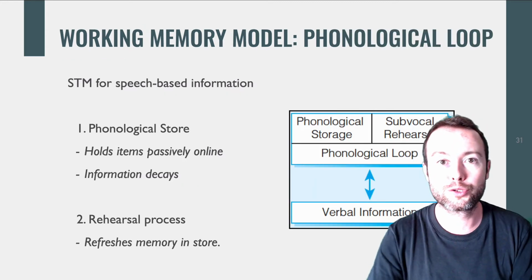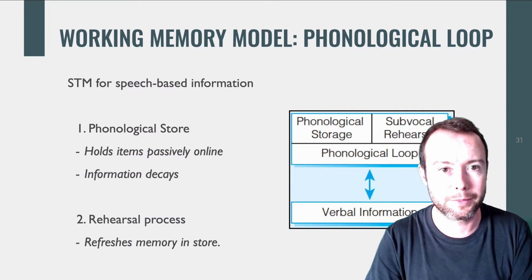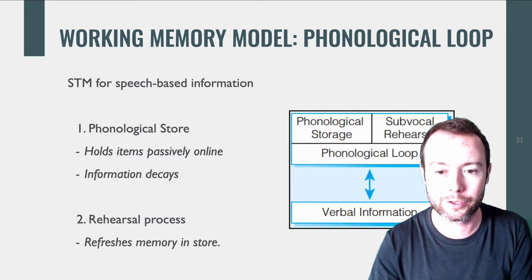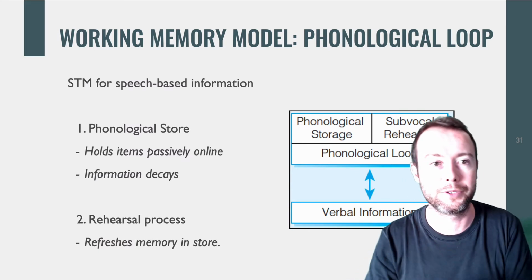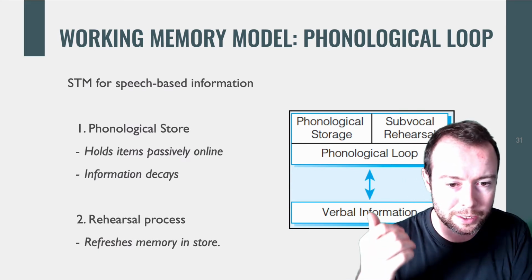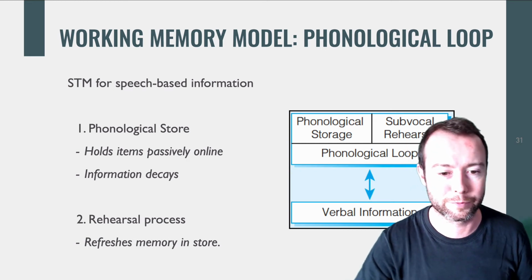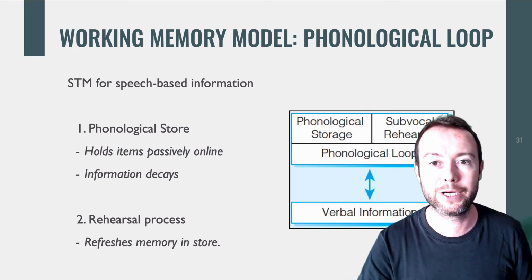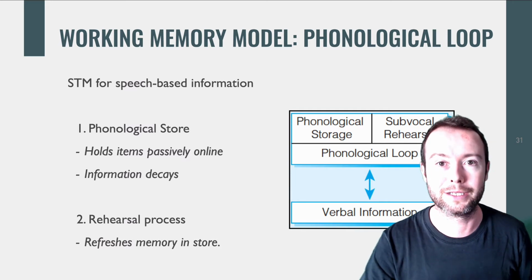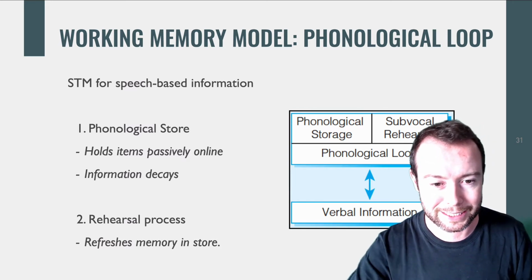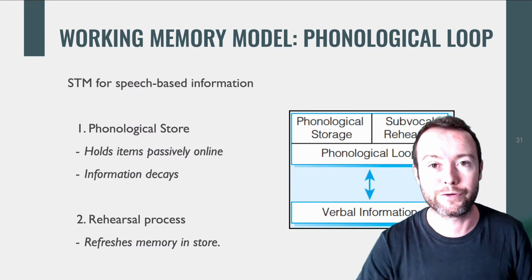So the phonological loop is basically a kind of short-term memory store for verbal, speech-based information that can then be broken down also in two separate subcomponents. So we've got this phonological store, which allows us to store or hold verbal information in a sort of passive way, and this decays very quickly. So again, in roughly 2, 3, 4 seconds, it's going to decay from there unless it's refreshed.